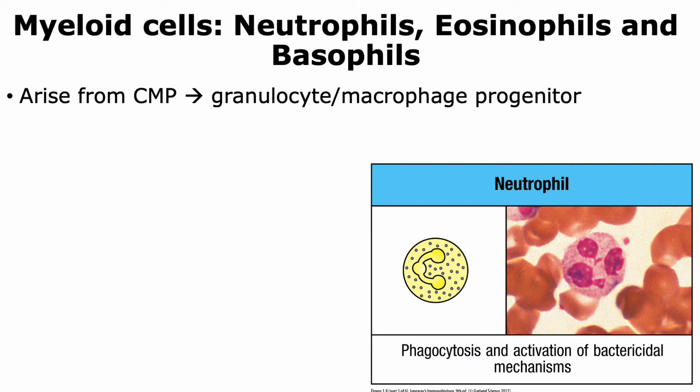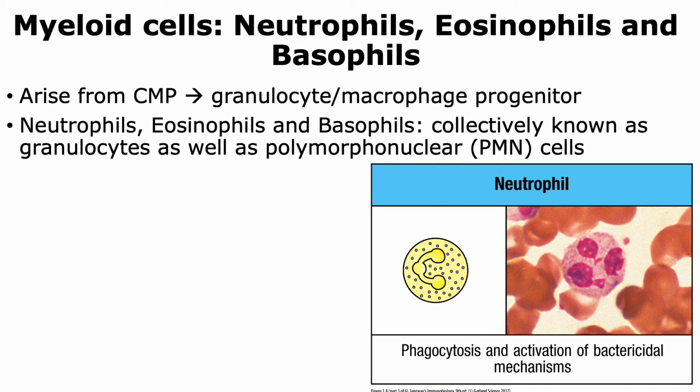We're now going to look at leukocytes, or white blood cells, that are of myeloid origin. So let's first look at the granulocytes. Now, the common myeloid progenitor can undergo differentiation to form the granulocyte macrophage progenitor. This granulocyte macrophage progenitor can undergo further differentiation to give rise to a wide variety of cells that include the granulocytes. There are three types of granulocytes, which are the neutrophils, eosinophils, and basophils.